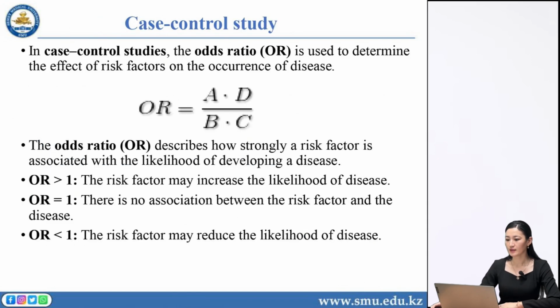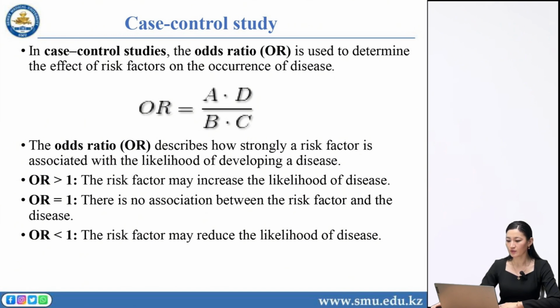In case control studies, the odds ratio is used to determine the effect of risk factors on the occurrence of disease. Here you can see the formula of odds ratio. Odds ratio equals A multiplied by D divided by B multiplied by C. The odds ratio describes how strongly a risk factor is associated with the likelihood of developing a disease.